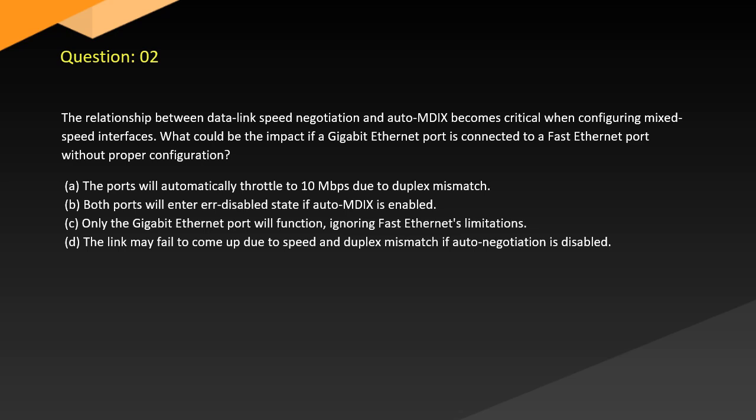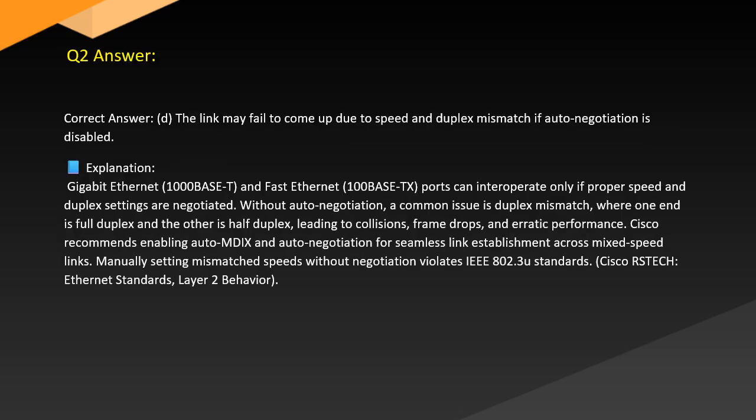C. Only the gigabit Ethernet port will function, ignoring fast Ethernet's limitations. D. The link may fail to come up due to speed and duplex mismatch if auto negotiation is disabled. Answer. Correct answer. D. The link may fail to come up due to speed and duplex mismatch if auto negotiation is disabled. Blue book explanation.